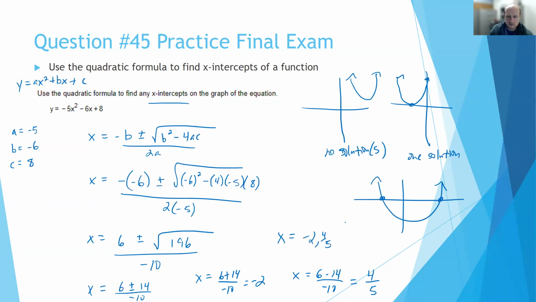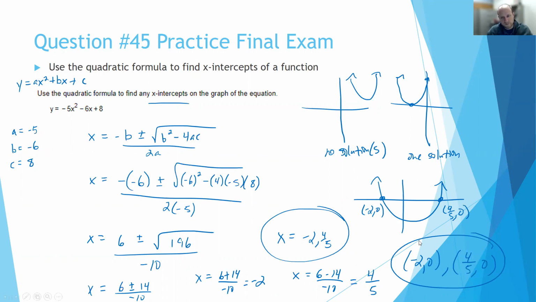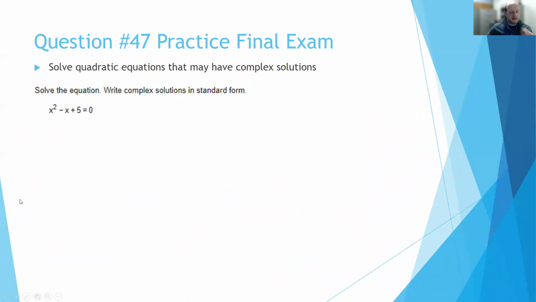Now they might ask you for this form, or they could also ask you for the 2 points. So that would be -2, 0 and 4/5, 0. Obviously this is not to scale here, but -2, 0 and then 4/5, 0. So either or, I don't know what form it is going to ask you for. All right, last example on chapter 11, and then we'll move on to chapter 7, and we'll just have a few more, and then we'll wrap it up.